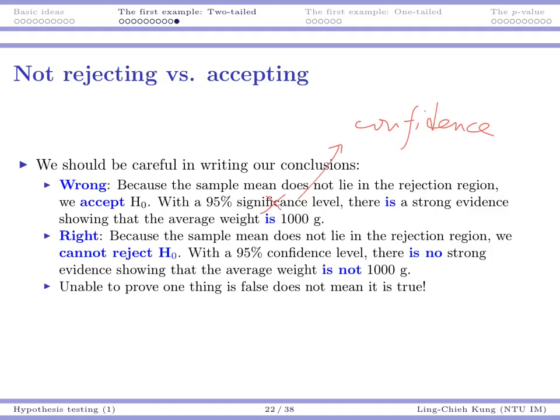What we did, all we can say is there is no strong evidence showing that mu is not 1000. Okay? And we always say we can reject H0 or we cannot reject H0. We never say we accept H0. Okay? You see the difference. Cannot reject H0 means no evidence showing that mu is not 1000. It's different from having evidence showing that mu is 1000. Okay? Being unable to prove one thing is false does not mean we have proved one thing is true. That's the difference. Thank you.